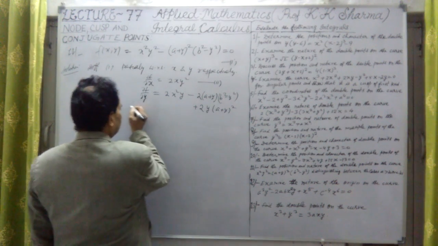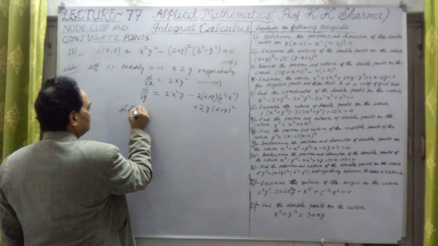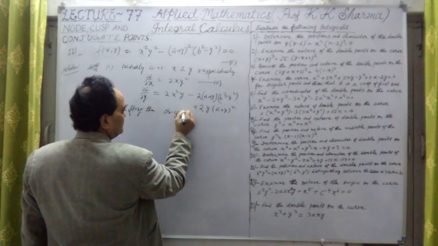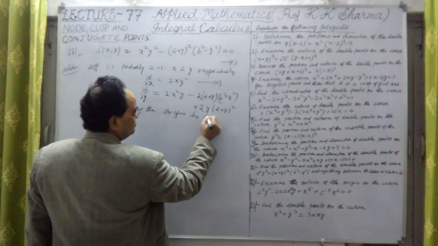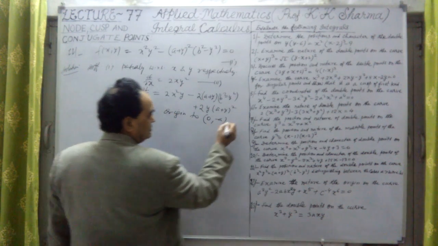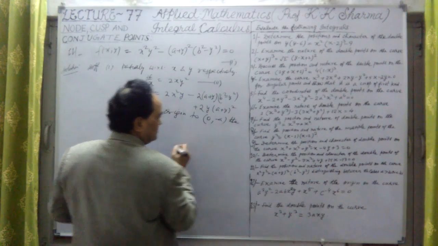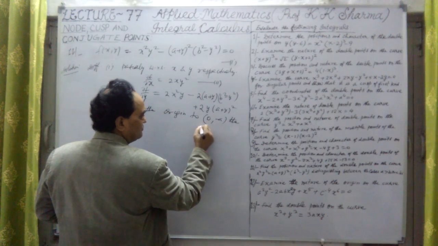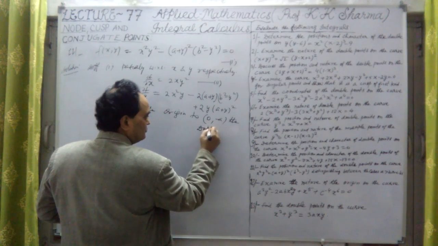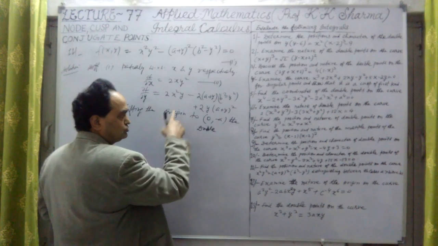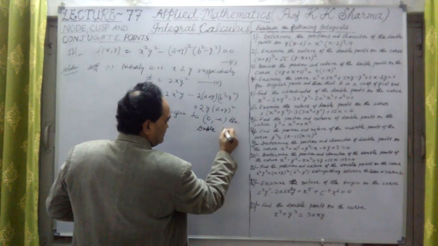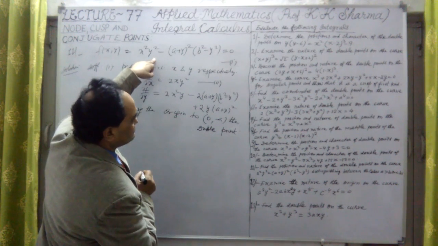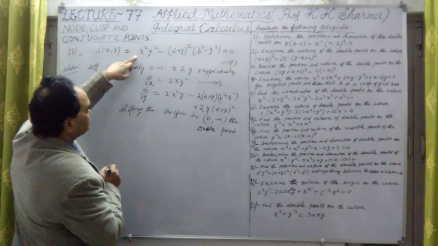So shifting the origin to the double point. Origin to 0, minus a, the double point. So whatever the double point we obtain, we shift the origin 0, 0 to that point, the double point.